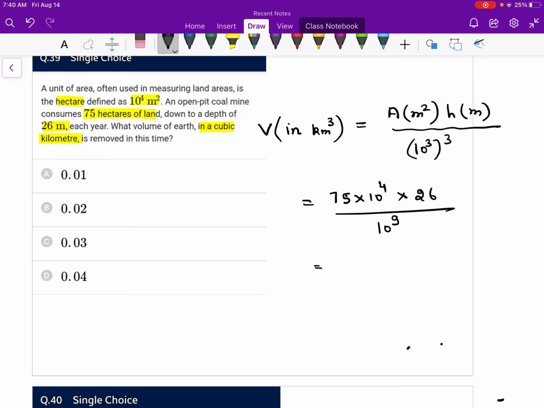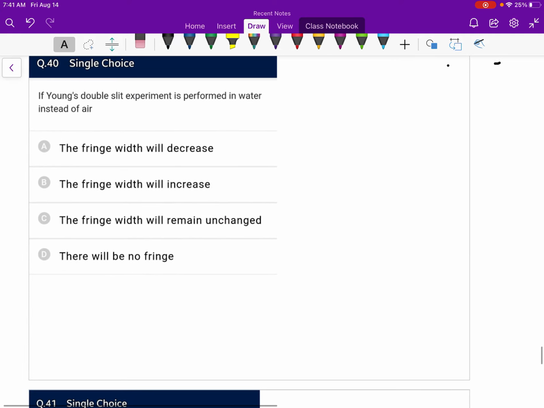So 75 times 26: 6 fives are 30, 6 sevens are 42, 45... 75 times 26 is 1950, into 10 to power minus 5. So this is 0.0195 cubic kilometer, which is approximately 0.02 cubic kilometer. So B is the correct option.